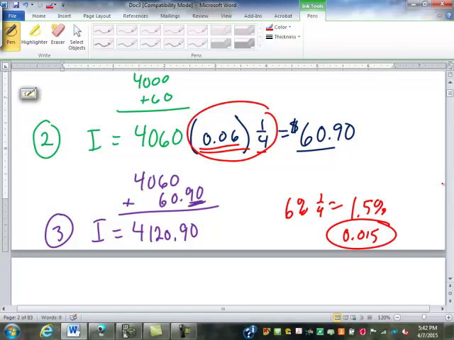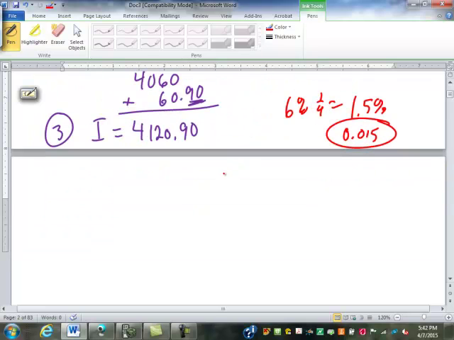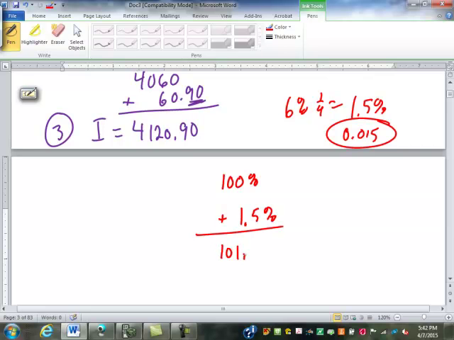Now, when we talked way back at the beginning of the semester about percentage increase or decrease, and even when we're talking about markups and markdowns, we talked about having the original amount, which was 100%, adding the new amount, or the increase, in this case, 1.5%. So what we end up with is 101.5%. This is the beginning of the quarter, and this is at the end of the quarter.